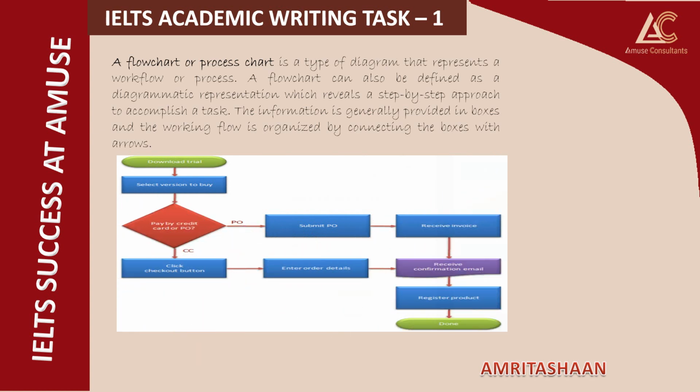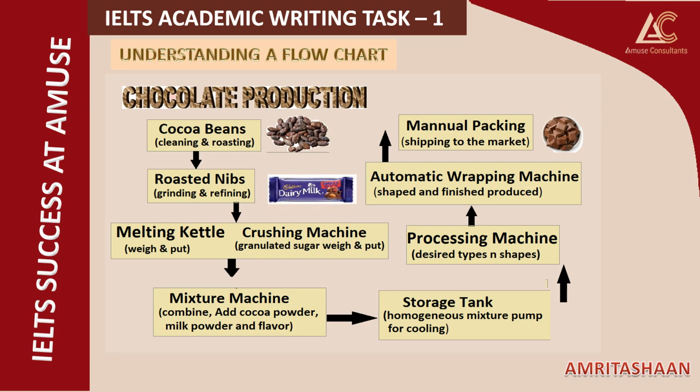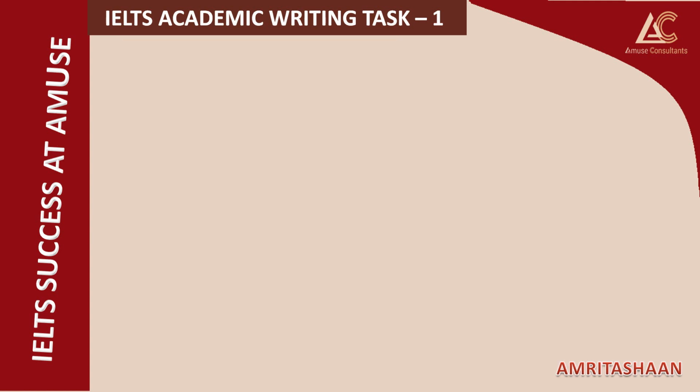Yeah, this type of information. The information is given to you in the form of such boxes, and see here arrows are directing us. So this is the flow chart that we are going to discuss today, and here we are talking about the production of chocolates. We will focus on the graph soon.